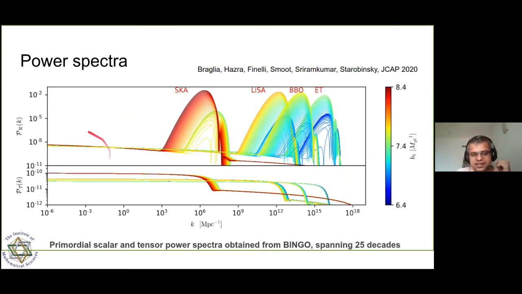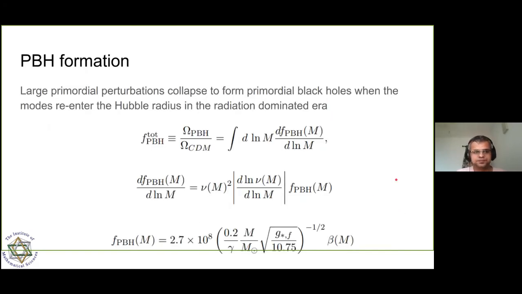This one is the cosmic microwave background regime, and after that these are the small scales like white dwarfs and all that. And then these are the observational ranges of SKA, LISA, BBO, and Einstein Telescope. We plot it for 25 decades, and we plot it for different values of the non-canonical coupling term.